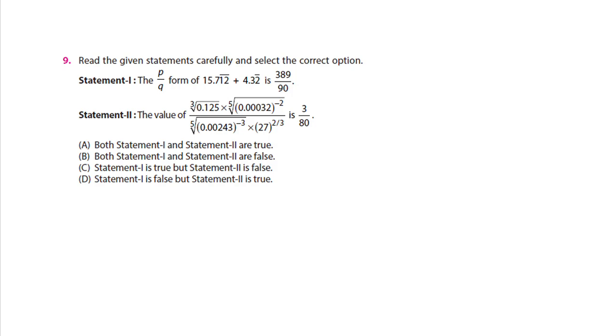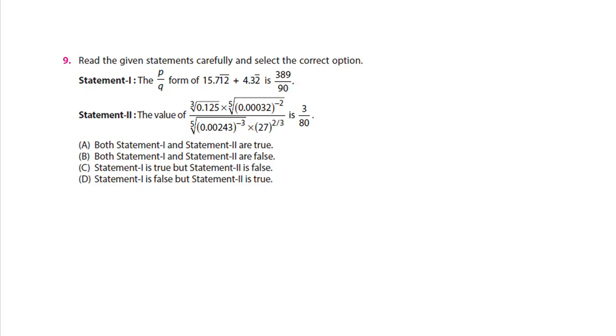Hey everyone, so today we will be attempting to solve this one problem given here. Apparently this is not just about calculation, it's about confirming the accuracy of a calculation. So let's look at the problem. Read the given statements carefully and select the correct option.